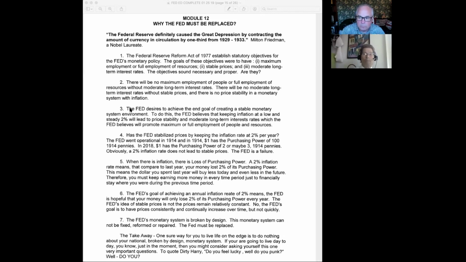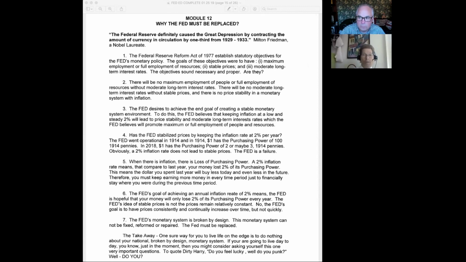Now, dual to me means two. Yet it does three, it's supposed to do three things: maximize employment of people and resources, maintain stable prices, and maintain moderate long-term interest rates. That's three things. So the Fed doesn't know the difference between 2 and 3. That's a concern to me right there.